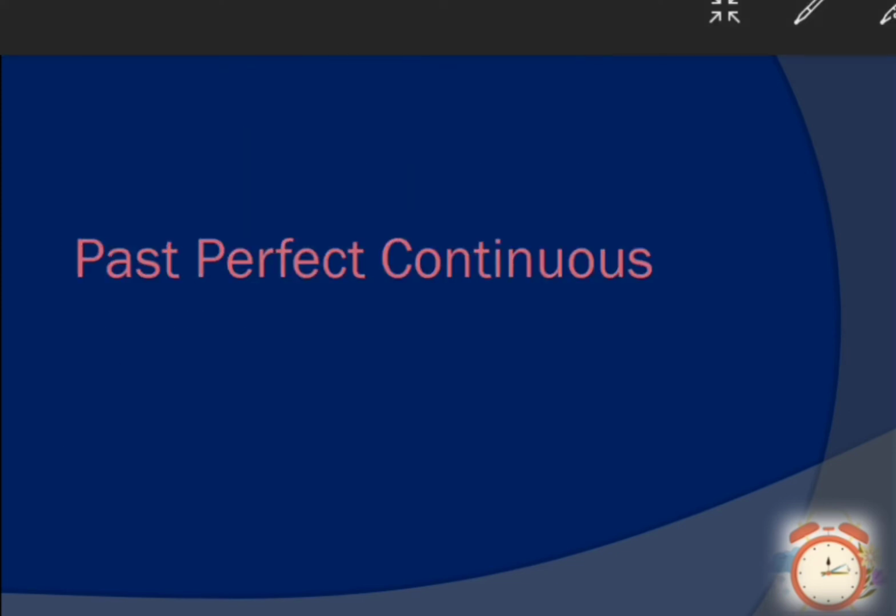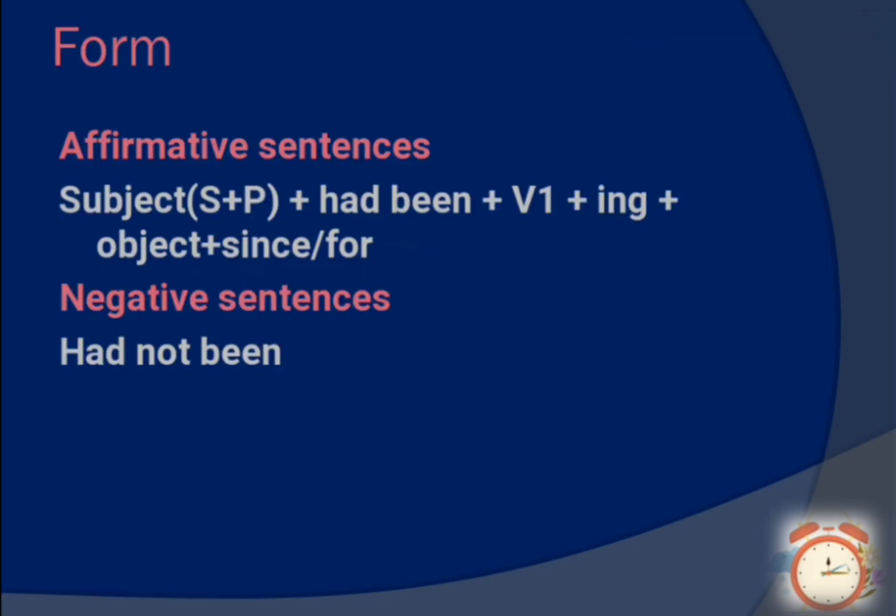Past perfect continuous. Affirmative sentences. With subject, we will use had been plus first form of the verb plus ing plus object, and for the time frame, since or for. For the negative sentences, we will add not in the middle of had been. So it will be had not been.